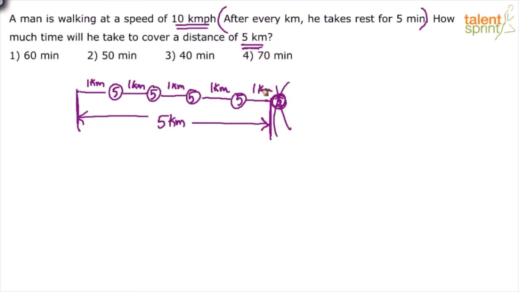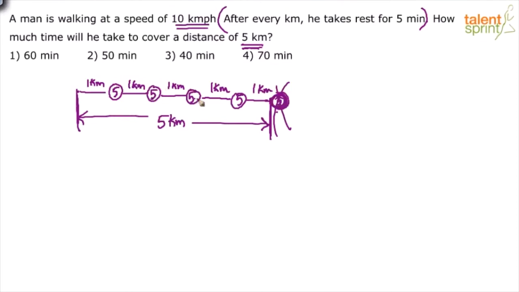Because the question was not, after how much time did he reach the 6th kilometer starting? Suppose if it says, at what time did he start for the 6th kilometer? Then you should include 5 minutes, because he started for the 6th kilometer only after the 5 minutes of rest. But at what time did he reach 5 kilometers? You need not include this.